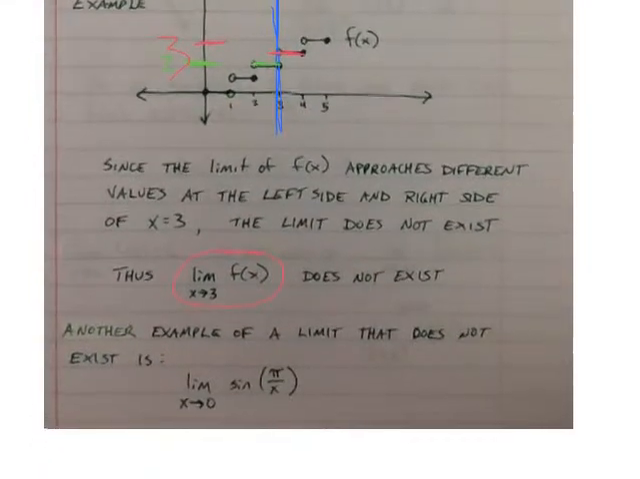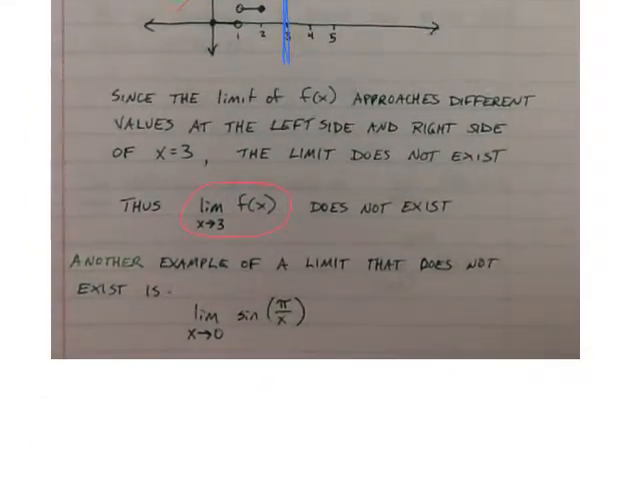A second example of a limit that doesn't exist is the function sine of pi over x. Very loosely, what we have is a graph which oscillates, and as we get closer and closer to the vertical axis, it gets tighter and tighter and tighter. So essentially, at the vertical axis, the graph is oscillating infinitely at that point, and so it's not possible to determine what it approaches.